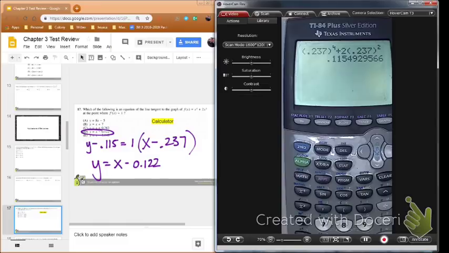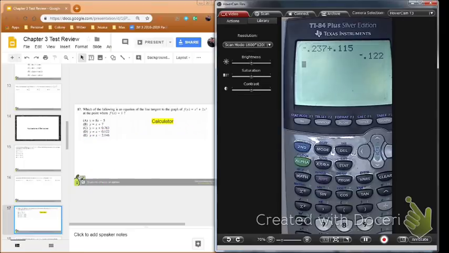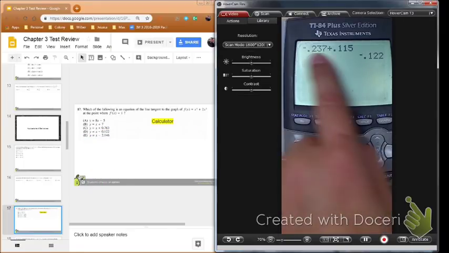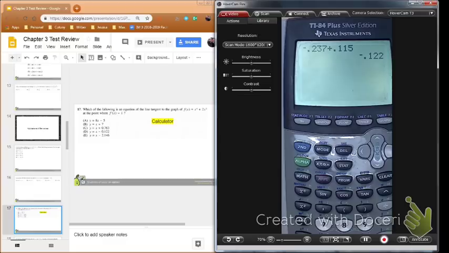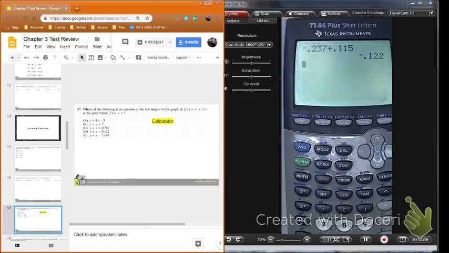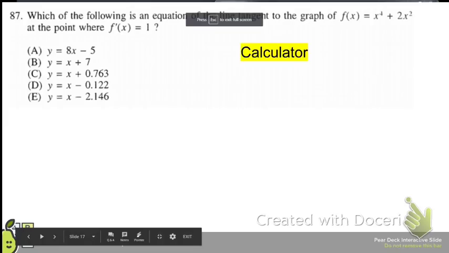X minus 0.122 would be the equation of the tangent line in this case. And again, that's what I did earlier in my calculator just to figure that out, negative 0.122. All right, let's come back over here, and we'll keep going.